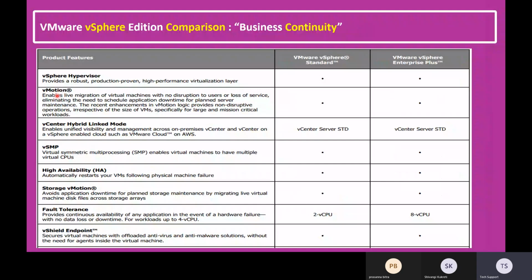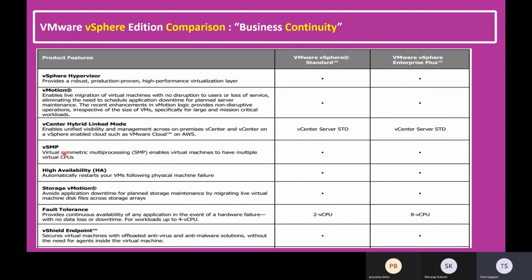And vMotion, we know how to migrate a live virtual machine from source to destination. This vMotion feature is also available in both editions. And Hybrid Linked Mode is nothing but VMware Cloud on AWS, VMware Cloud on Azure, VMware Cloud on Google Engine. These are all the products, if you want to link with a hybrid cloud, any of the public clouds, this is also supported with both editions.